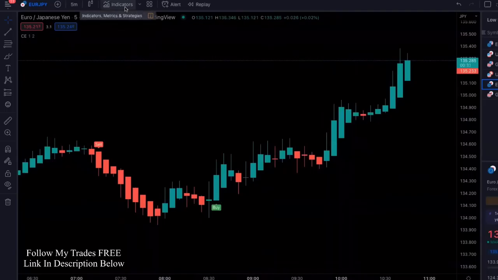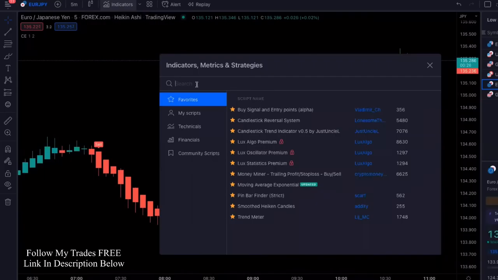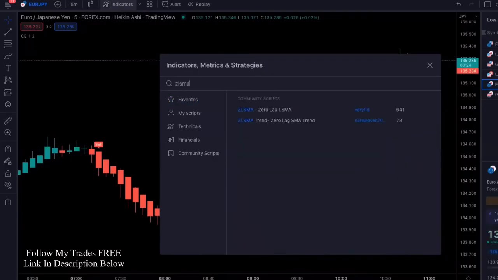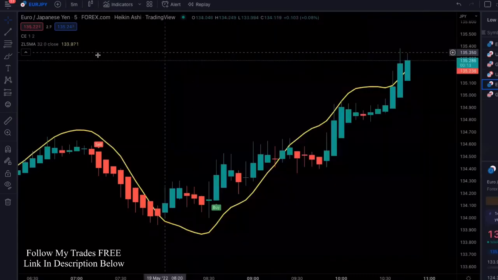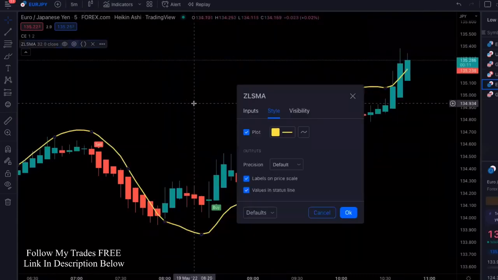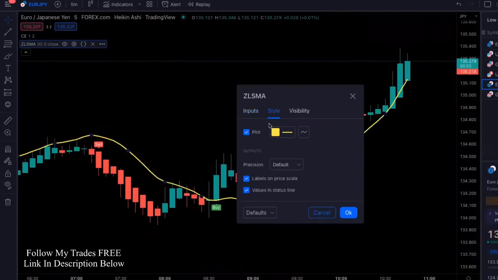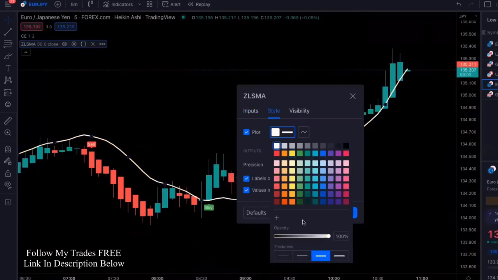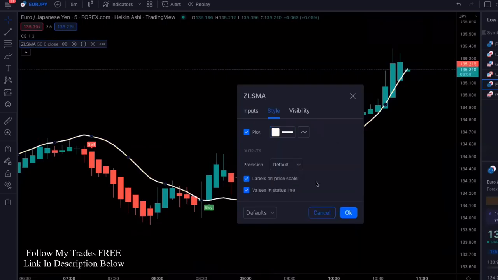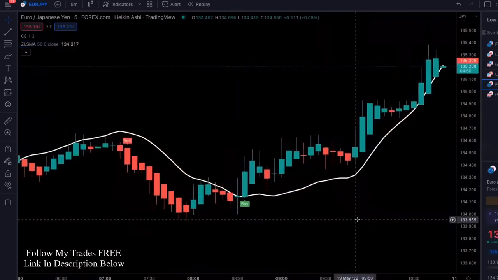Then for confirmation and for entry rules, we need to add another indicator. This is called the ZL-SMA, the zero lag SMA. This is the one by VeryFid. We're going to add this one. Then we're going to make some changes to that as well. Let's go into settings, input, the length we're going to change to 50. And in style, I like that line to be white, so I'm just going to change that color to white. Click OK, and now you're good to go.